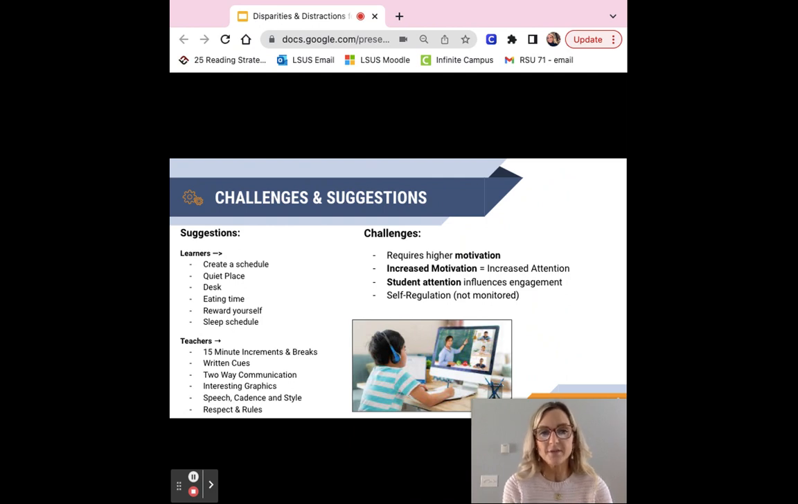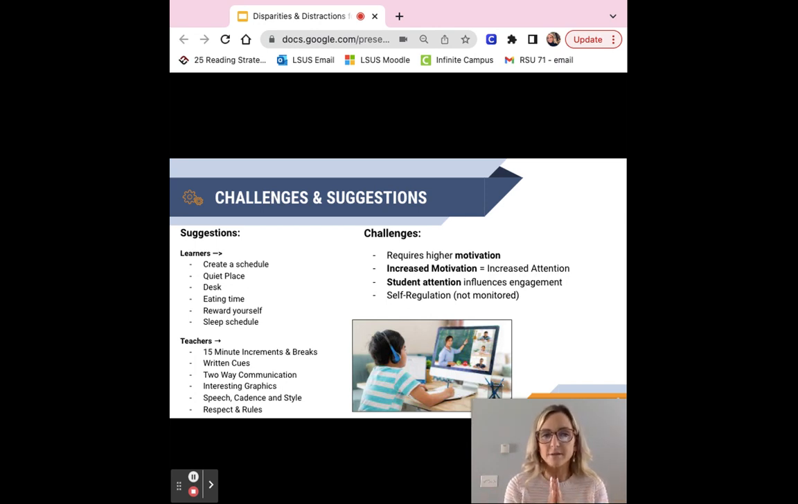What are challenges? We have a challenge with motivation. The more a student is motivated, the higher the level of attention. A study at the University of Malaysia found that students with high motivation can adapt more easily to online learning. Increased motivation leads to increased attention, like I had said in that last one with the triangles.